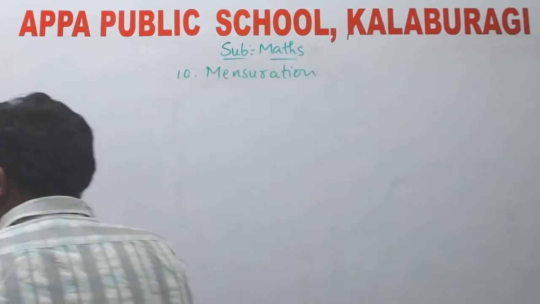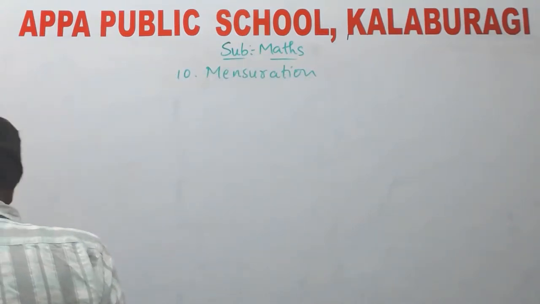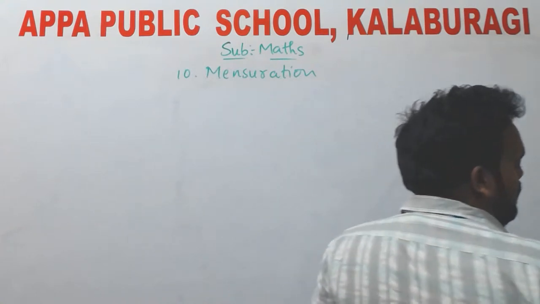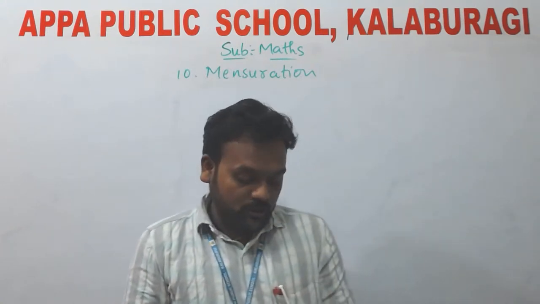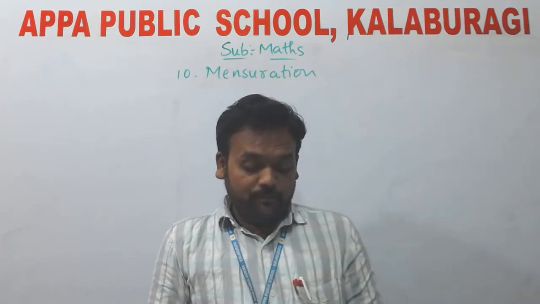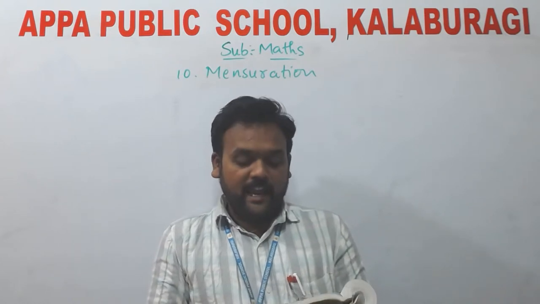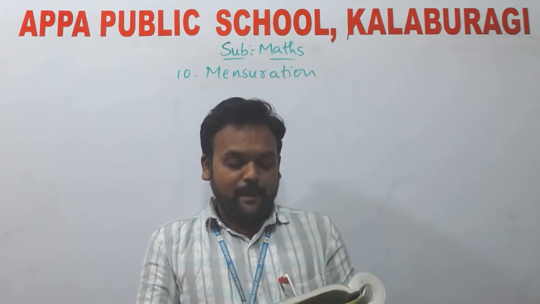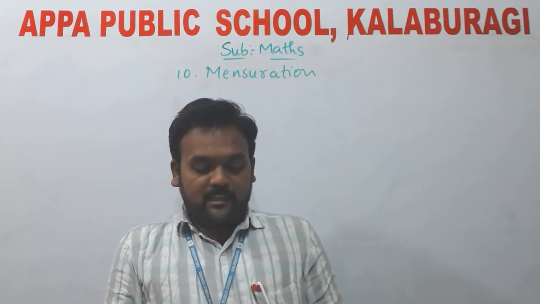So the next one is the 17th one. I'll read the 17th question. Just understand the 17th question, students. Avneet buys 9 square paving slabs, each with a side of 1 by 2 meter.